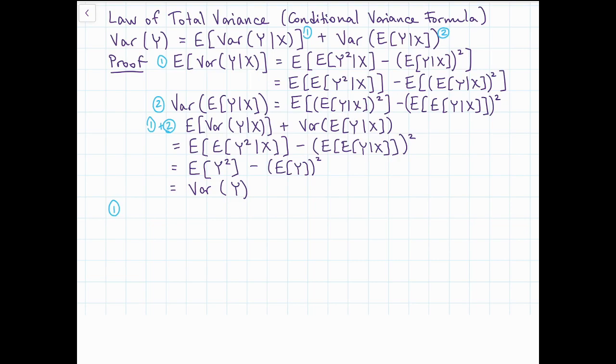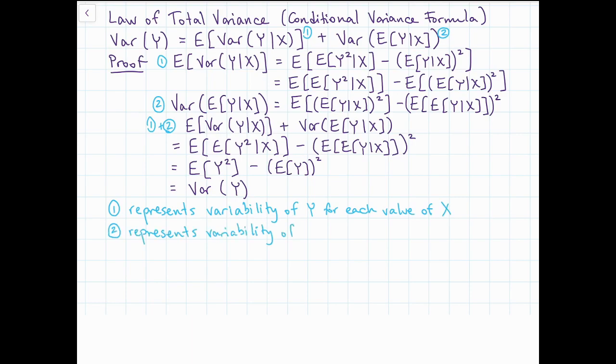That's kind of cool. If we want to interpret it, that first piece represents the sort of variability of y for each value of x. And the second piece represents variability coming from x itself. And the sum of those two components both contribute to the overall variability of y.